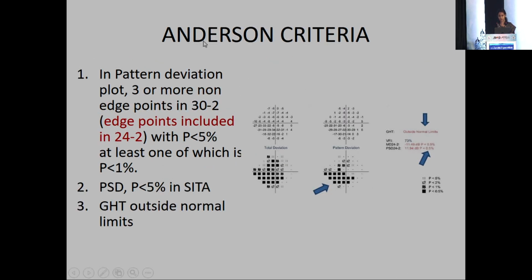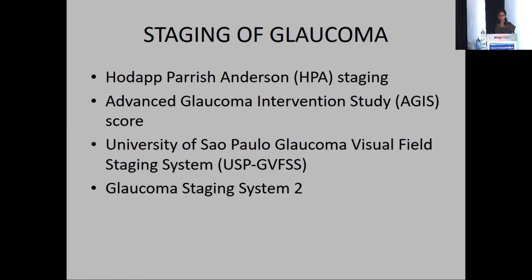Anderson criteria is what we commonly use for diagnosing glaucoma based on the field report. In the pattern deviation plot, three or more non-edge points in case of 30-2 fields, and edge points to be included in 24-2, with P less than 5%, at least one of which has a P value less than 1%. Pattern standard deviation less than 5%, and glaucoma hemifield test outside normal limits. If all three criteria are present, it's more suggestive of glaucoma, and if the clinical diagnosis is more towards glaucoma, even one criterion is enough.